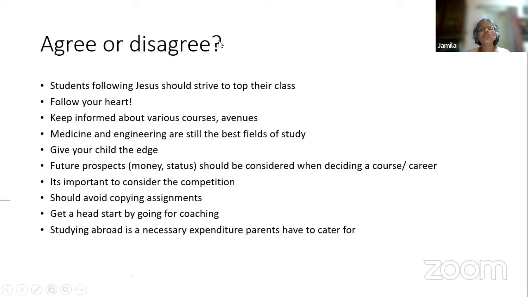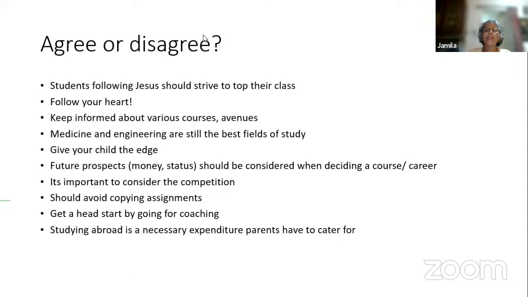Students following Jesus should strive to top their class. How many of you agree with this comment? Not needed, Betty says. Mary Bose says yes. Anyone else? Disagree, as it leads to unhealthy competition. Study to show themselves approved to God.